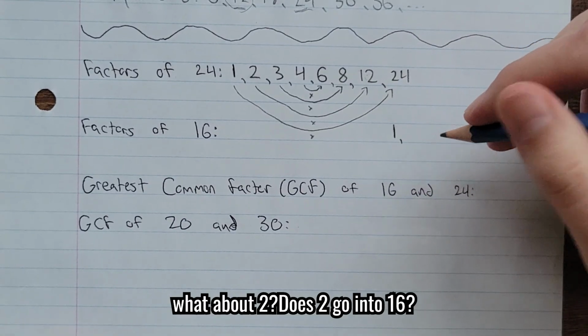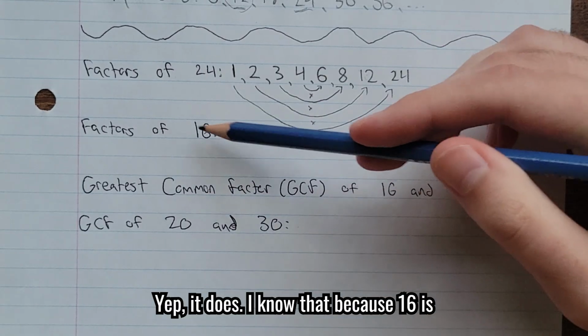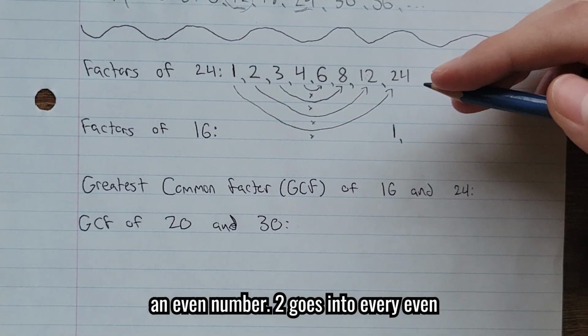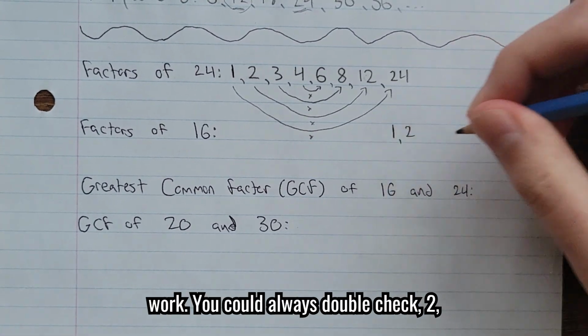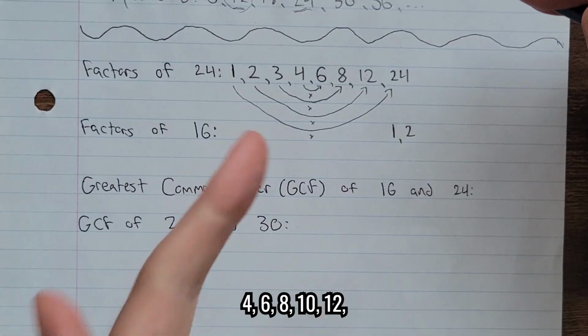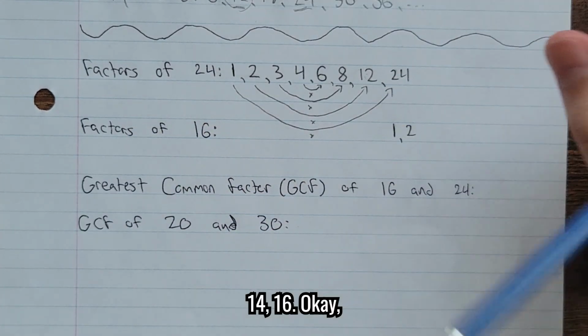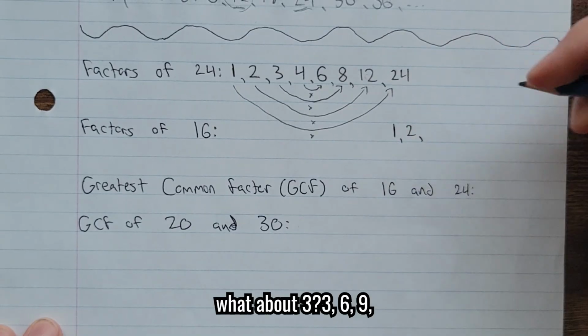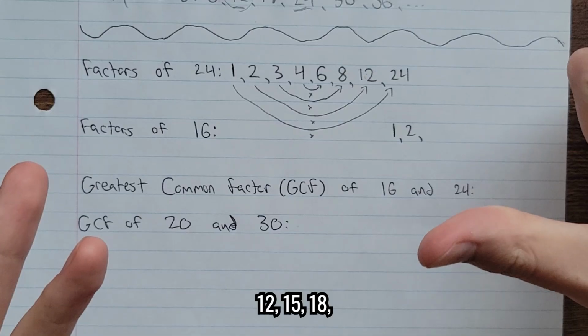Okay, what about 2? Does 2 go into 16? Yep, it does. I know that because 16 is an even number. 2 goes into every even number that exists. So 2 is going to work. You could always double check: 2, 4, 6, 8, 10, 12, 14, 16. Okay. What about 3? 3, 6, 9, 12, 15, 18.